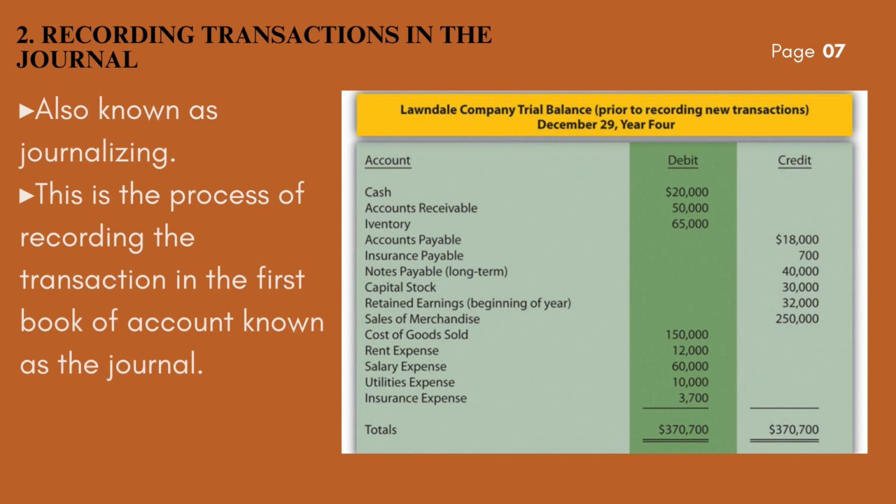The total debit should equal the total credit. The total of the debit is 370,700. Ang credit is still the same, kay dapat balancing man siya.